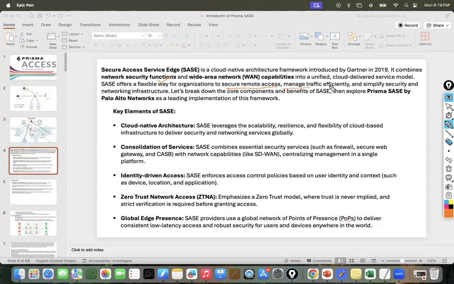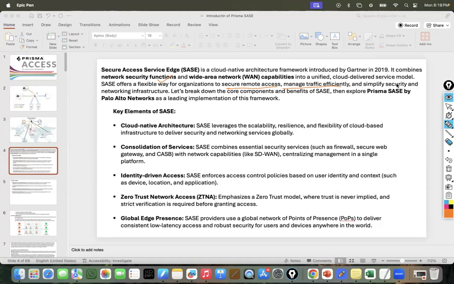Manage traffic efficiently. This is the most challenging, right? I explained, if I don't have such kind of manageability, my network is going to be very complex. My management is going to be very complex. Scalability is going to be low. So simplification is not possible.